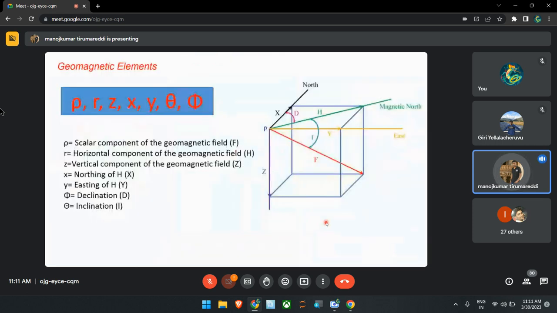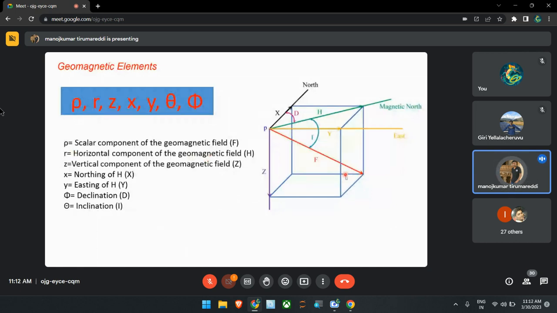Okay, I think this diagram is very familiar to all. If you combine all three earlier coordinate systems in one diagram, you will get this one. Here we are assuming the z-axis vertically downward, positive z-axis, the x-axis towards north and the y-axis towards east. This F is the geomagnetic field.